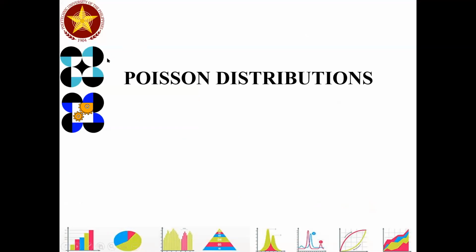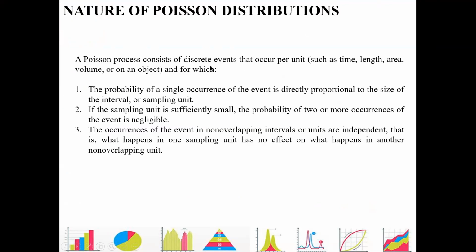So, ang next topic natin is about Poisson distribution. Ang basa natin dito is Poisson. So, why po Poisson? Kasi ito ay introduced by a French statistician. So, yung apelido niya is Poisson. So, kaya naging Poisson distribution.